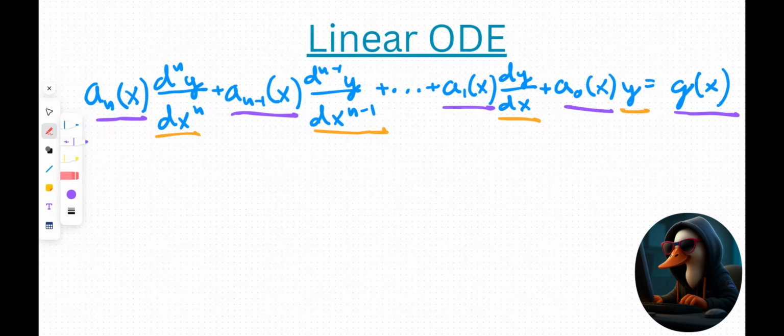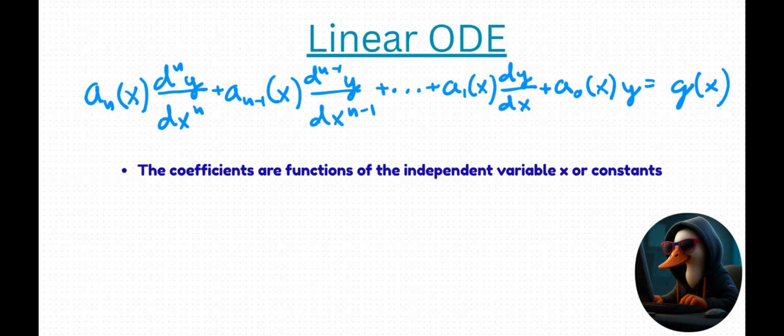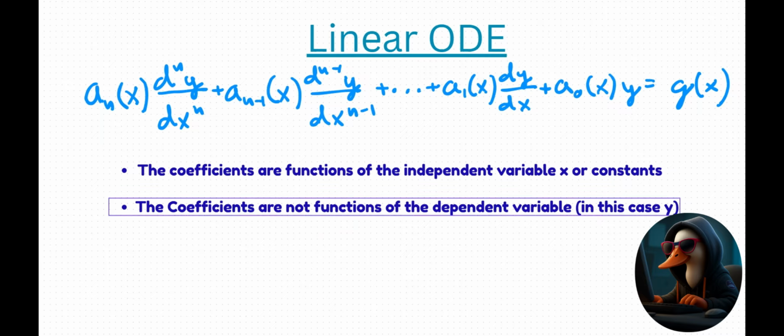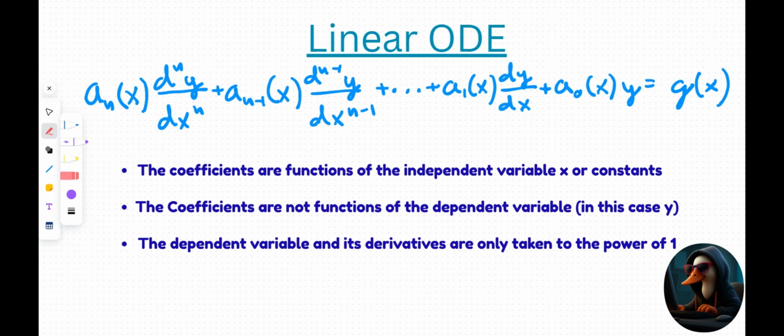Okay, so now let's go ahead and list out these properties. So first off, the coefficients are functions of the independent variable x or constants. A constant is technically a function of an independent variable, but I thought it would be important to note that just so that you can look out for that later, and we will look at a few examples here. Next, our coefficients are not functions of the dependent variable, and in this case, the dependent variable here is y. And our last property is that the dependent variable and its derivatives are only taken to the power of 1.